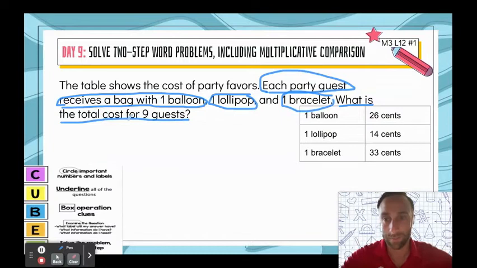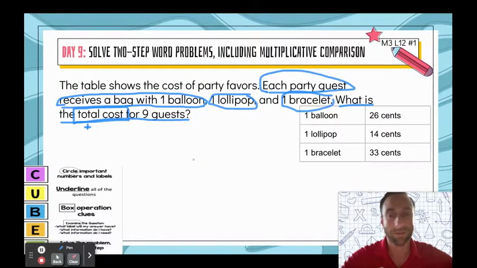So I'm going to box the words total cost. When I hear that word total, I know I'm going to have to add here, maybe even multiply, right? And it's for 9 guests. So I circled my important numbers and labels. This is what all the people are getting. This is the price of it in the table underneath. So balloons 26 cents, lollipop is 14 cents, and a bracelet is 33 cents. I underlined the question and I found the total cost for 9 guests.